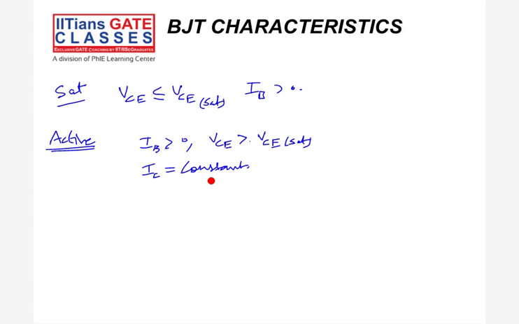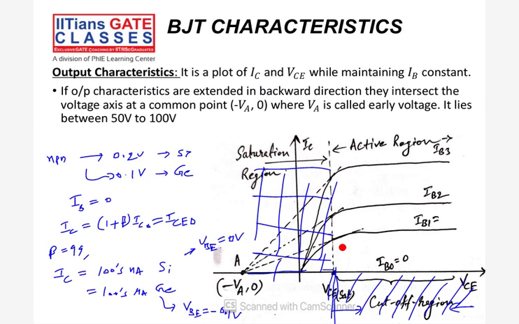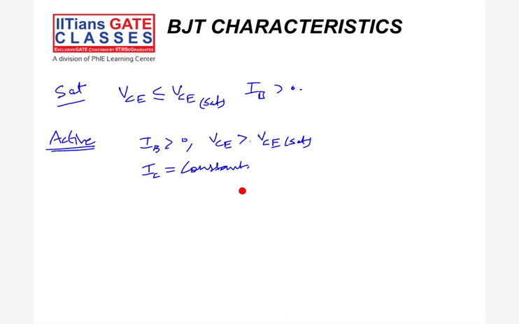We have IC constant that is not changing, or we can say it is not changing to a large extent, but it is slightly varying. Slight variation is there, but it is almost constant with respect to VCE. If we increase VCE, our IC is almost constant. So the BJT is in the active region. If the BJT is in the active region, then IC is equal to beta IB plus (1 plus beta) ICO.